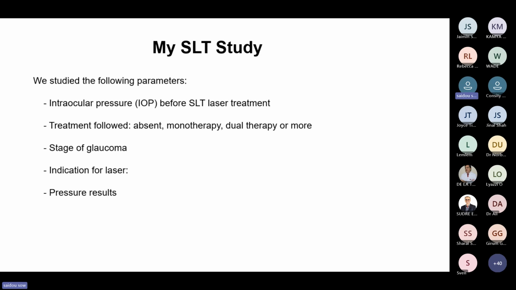So we studied the following parameters: intraocular pressure before the SLT laser, the treatment followed, the evolution of the glaucoma, the indication for laser, and the pressure result.